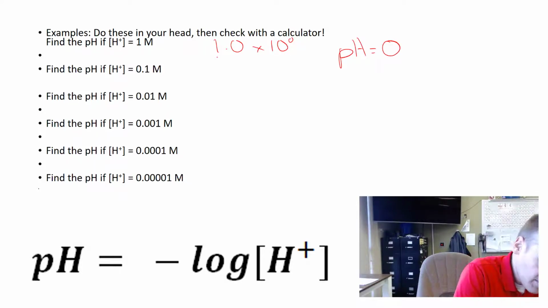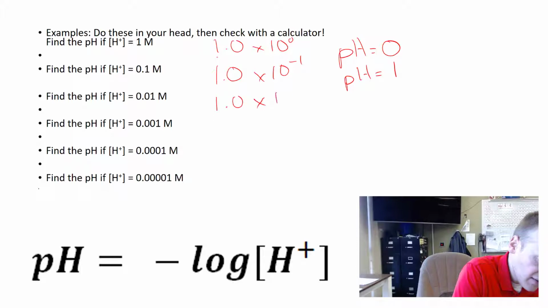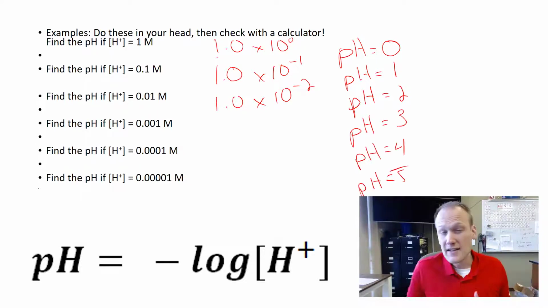If I look at this next substance, it would be 1 times 10 to the negative 1, because we've moved over a decimal place, which means the pH is 1. If I do 1 times 10 to the negative 2, that means the pH is 2. And you would be able at this point to work your way down. You can see that every time we move a decimal place, the pH goes up by 1. And this is an important thing to understand about pH.